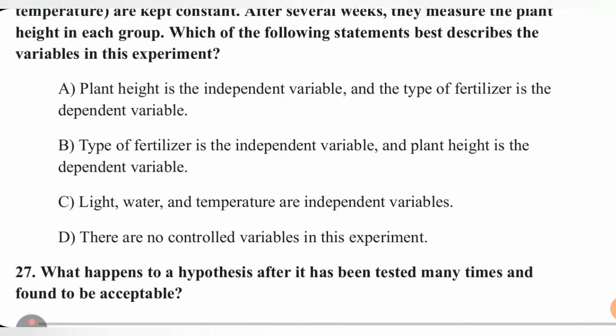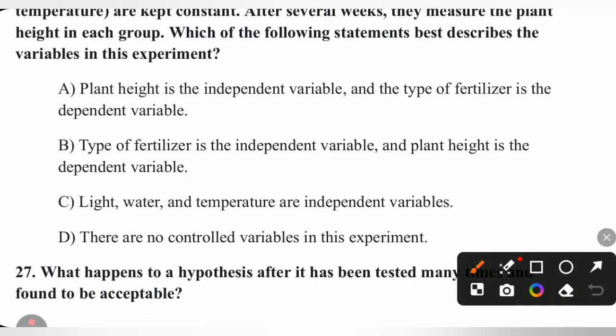Statement best describing variables in the experiment. Type of fertilizer is the independent variable and the plant height is the dependent variable.